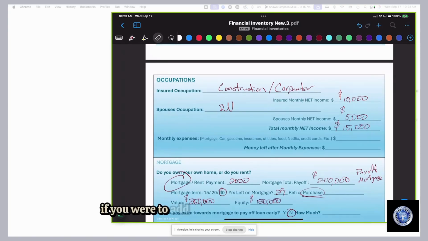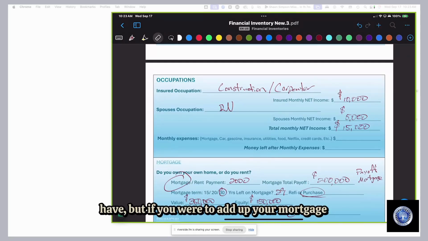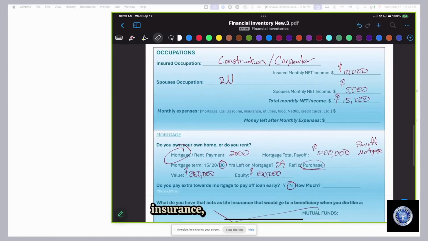Okay. If you were to add up your monthly expenses, I don't need to know every bill that you have, but if you were to add up your mortgage payment, car payment if you have one, gas, insurance, utilities, food, Netflix, any credit card payments, anything like that, what would that add up to be per month?